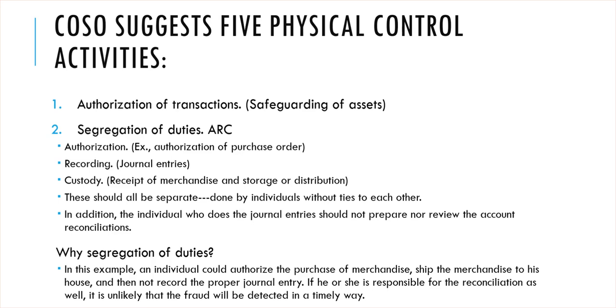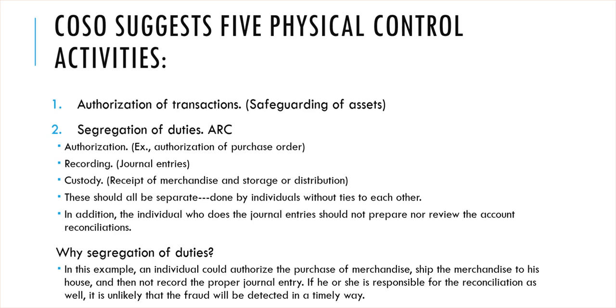COSO says, as we get into this, that there are 5 physical control activities. When you look at your COSO framework, it's going to look a little bit different than this, and that's fine. They are just organizing it a little bit differently. So what I want you to know for the purpose of this class is this organization.